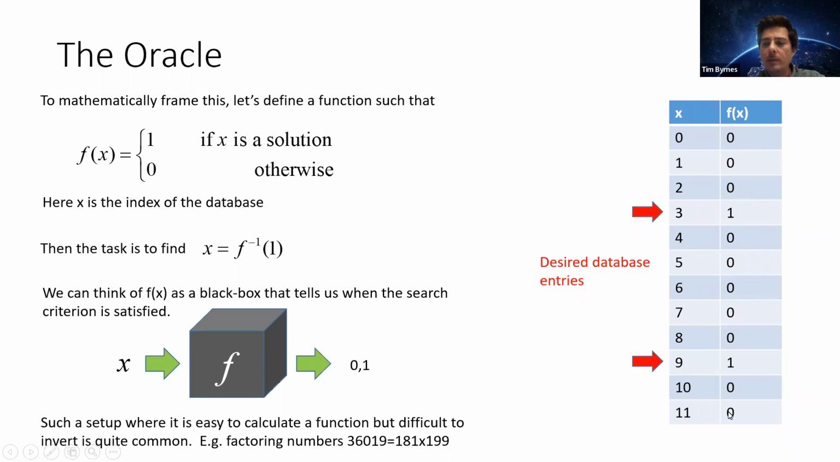Okay, so you have to look through all these ones and then you say, okay, fine, 3 and 9 satisfy this equation here. So usually this kind of oracle, it's easy to go forwards, but it's hard to go backwards. So this is a pretty common setup. And in fact, this is often what's used in cryptography, because you have these one-way functions where it's easy to calculate one way, but hard to go the other way. Okay, so we're going to work with this kind of oracle function.